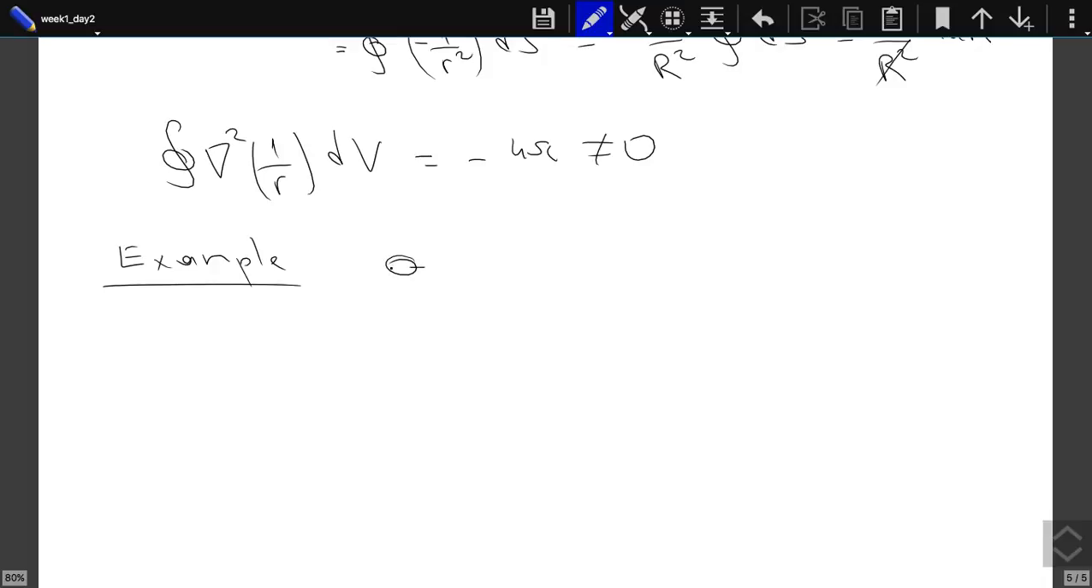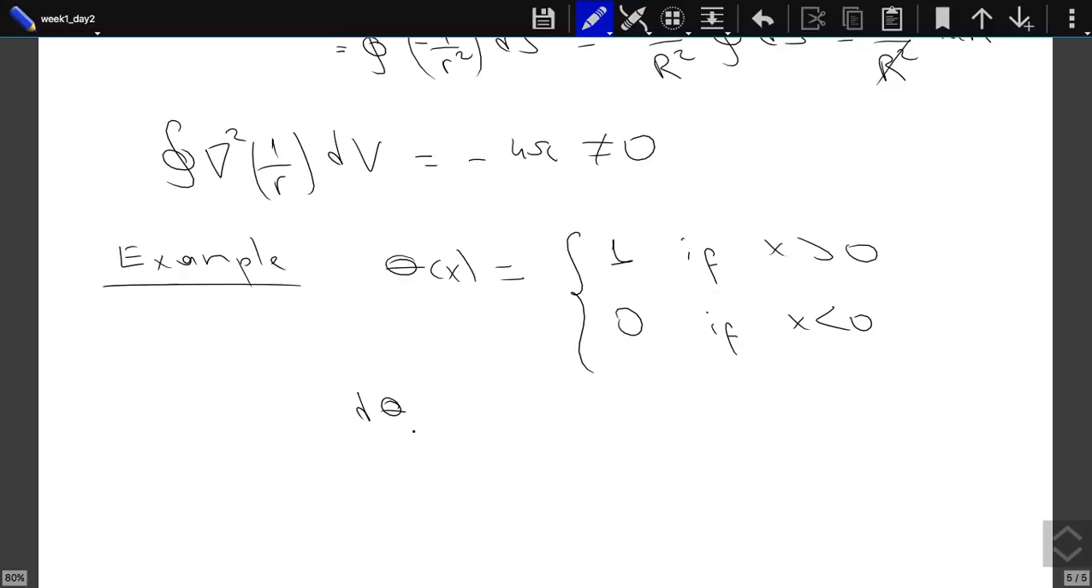Let us look at this function. 1 if x is larger than 0, 0 if x is less than 0. I'm not defining its value at x equal to 0. Depending on your needs, you can just choose whatever you want.